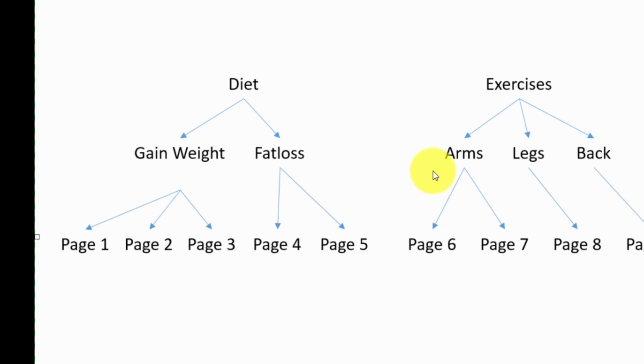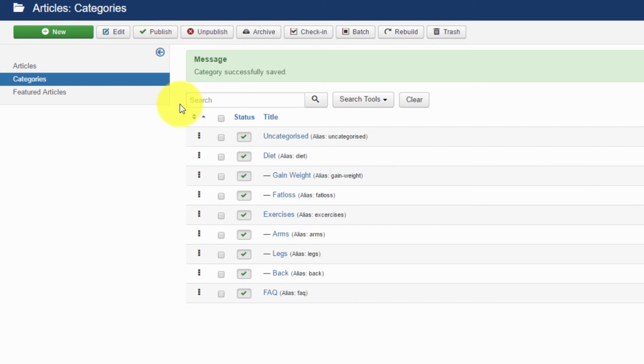So now I'm going to do the same for fat loss, arms, legs, and back. And then we'll have a look at what that looks like. All right, so I just created arms, legs, back, which are all subcategories for the exercise category. And you can see that represented here. So that's how you create the categories for your website.